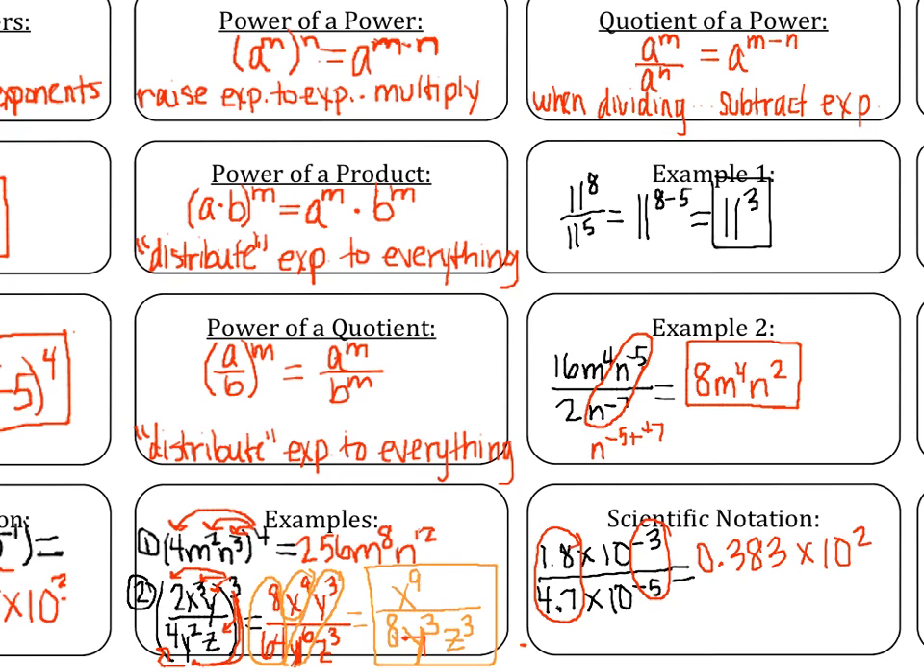But looking at this, it's not in scientific notation. It's not in scientific notation because I have a 0 in front of the decimal. I need to at least move my decimal over one spot. So that would be 3.83.